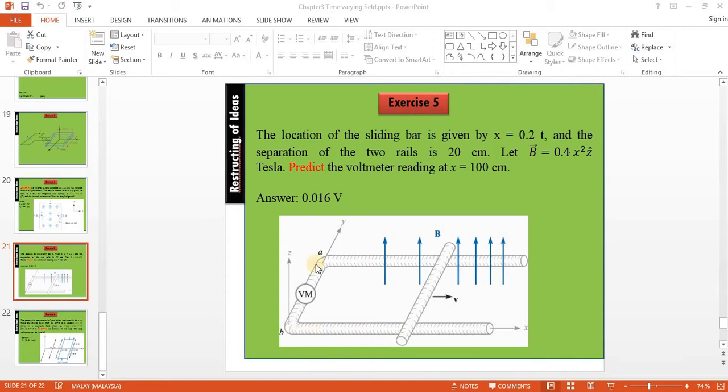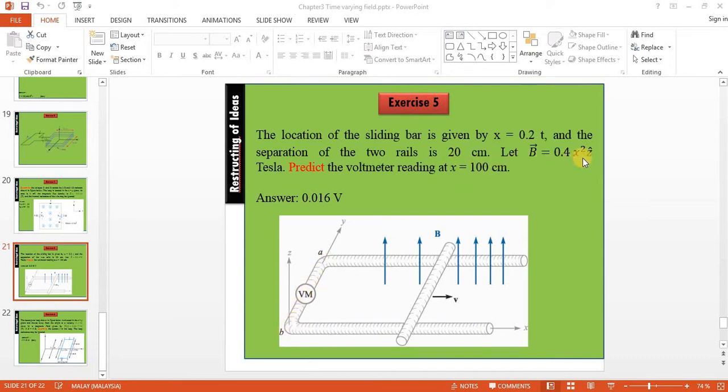If you look at this diagram, this one is the axis x, this is axis y, and also axis z. So you have a sliding bar here. The sliding bar will be located at different values of x at different t. Okay, at different times it will be located at different positions x. And the separation of the two rails is 20 centimeters. Separation between the two rails means the distance between A and B is 20 centimeters.